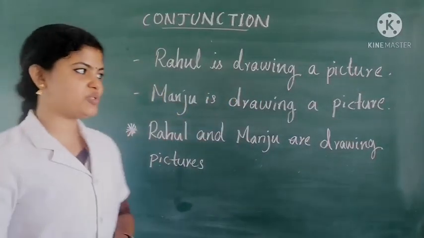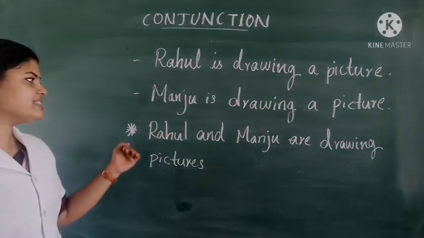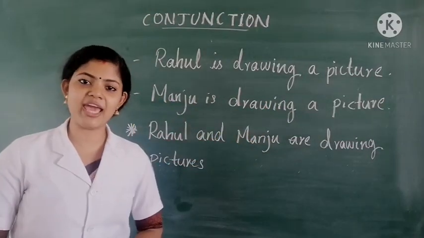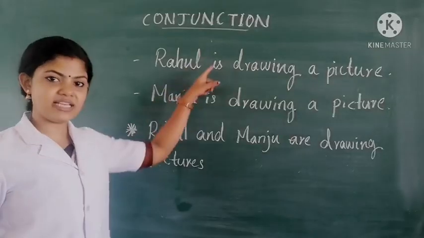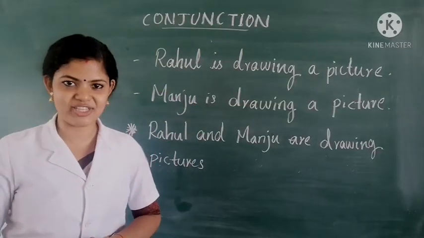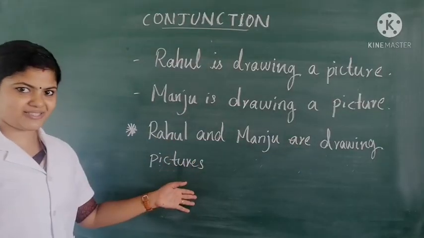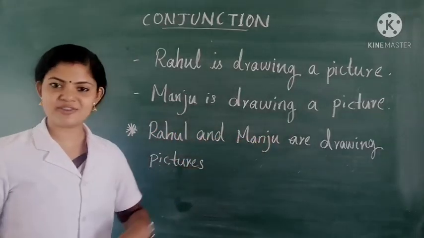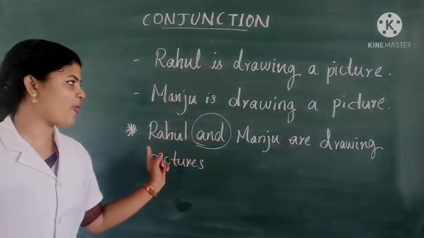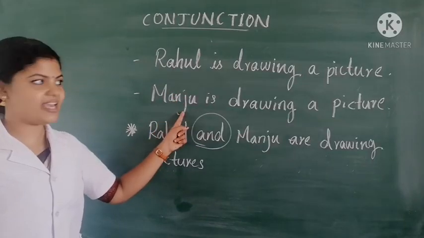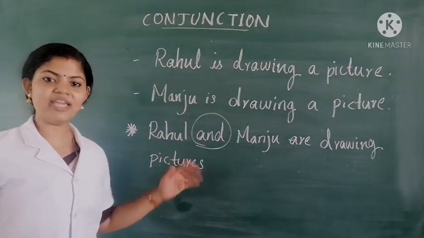On the board you can see two sentences there. Rahul is drawing a picture. Next sentence, Manju is drawing a picture. Both of them are doing same activity. So we can join both these sentences using a connector or conjunction. See, Rahul and Manju are drawing pictures. Here we use the conjunction and to join both these sentences.